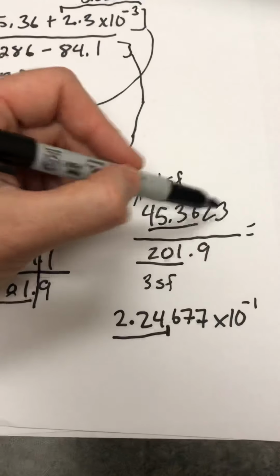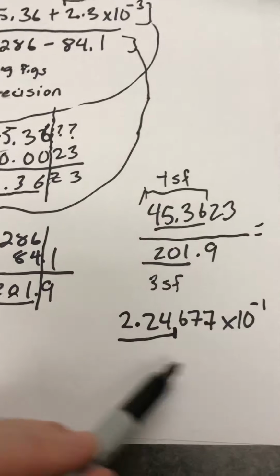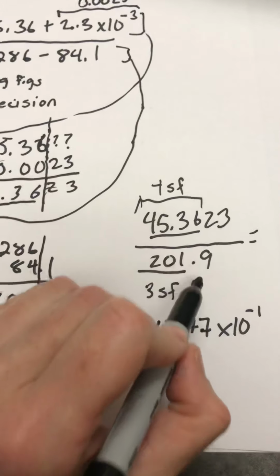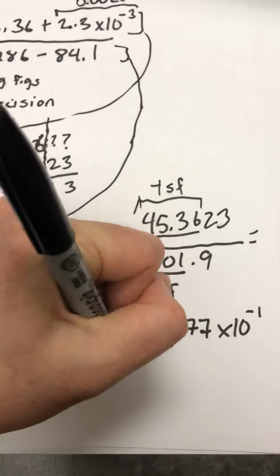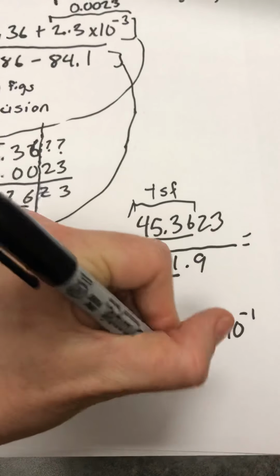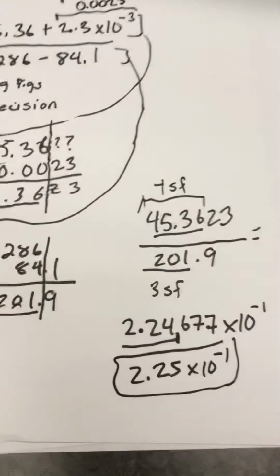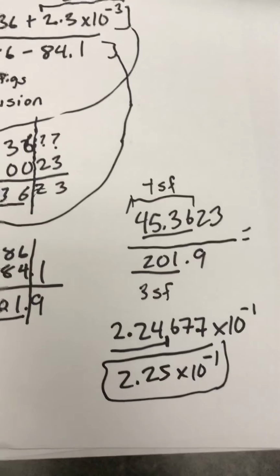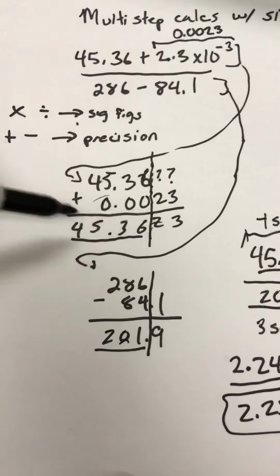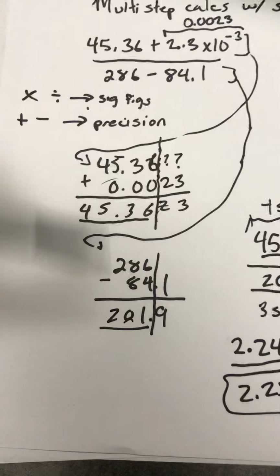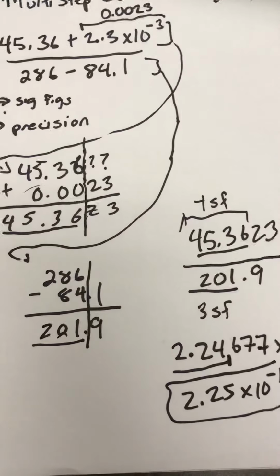If we hadn't carried this additional information, we wouldn't have gotten the same answer. So it's really important that we carry these additional numbers, this 2, 3, and this 9. So our overall answer is 2.25 times 10 to the negative 1. So we have to pay attention to precision every time we add, and sig figs every time we divide. Let's move on to a different example.